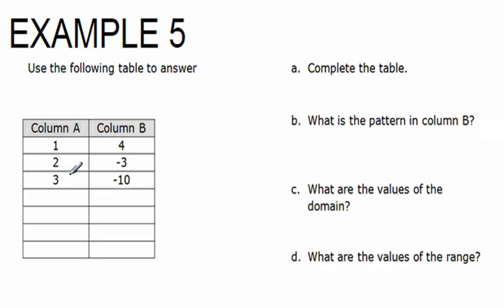The pattern in column A is that we are adding 1 in between each set of numbers. So 3 plus 1 will give us 4, and 4 plus 1 will give us 5, 5 plus 1 will give us 6, and 6 plus 1 will give us 7.